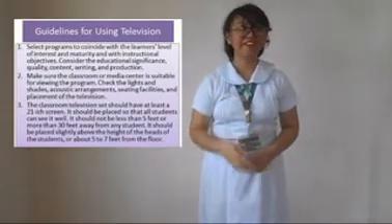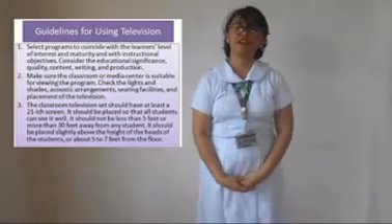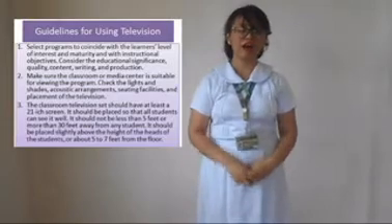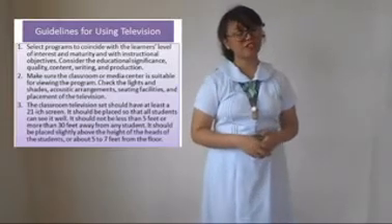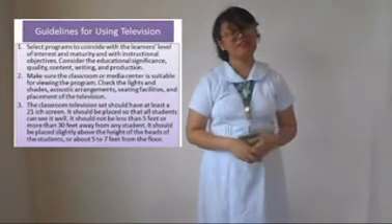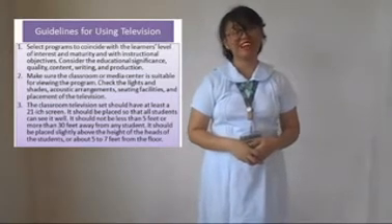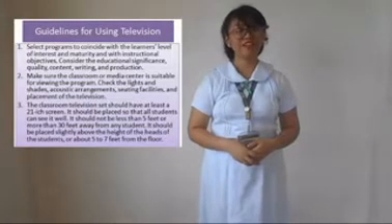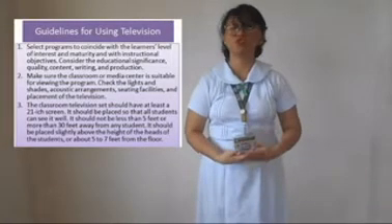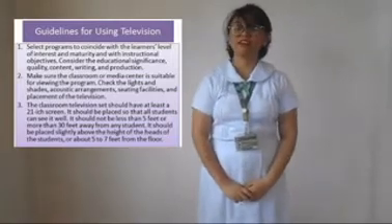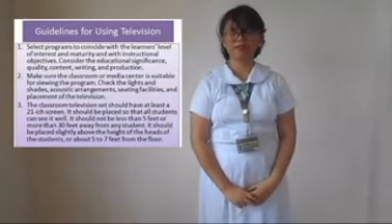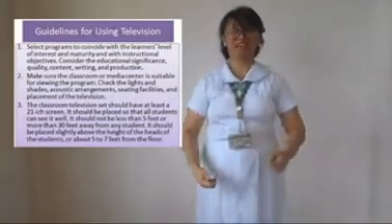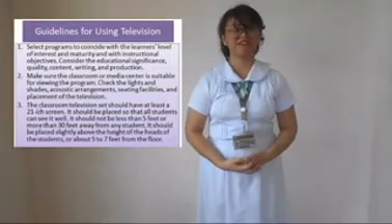Number 1. Select programs to coincide with learners' level of interest and maturity and with instructional objectives. Consider the educational significance, quality, content, writing, and production. Number 2. Make sure the classroom or media center is suitable for viewing the program. Check the lights and shades, acoustic arrangement, seating facilities, and placement of the television.